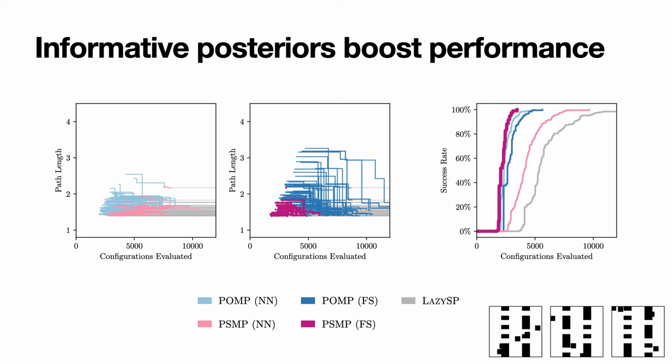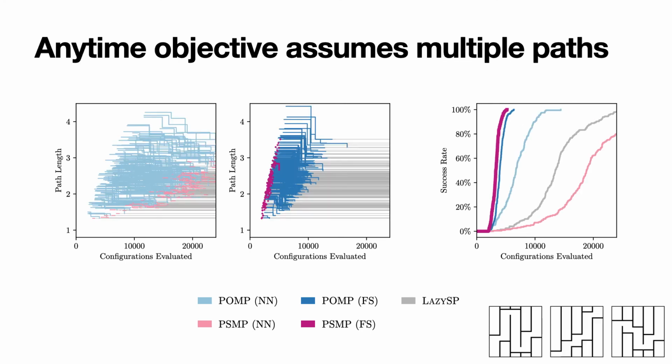PSMP with a finite set posterior requires the fewest collision checks to solve all the problems, while LazySP requires more collision checks than all 4 anytime algorithms. The story is a little different in these simple maze-like environments on the bottom right. The right plot shows that PSMP with the nearest neighbor posterior can actually require more collision checks to discover any path than LazySP requires to discover the optimal path.